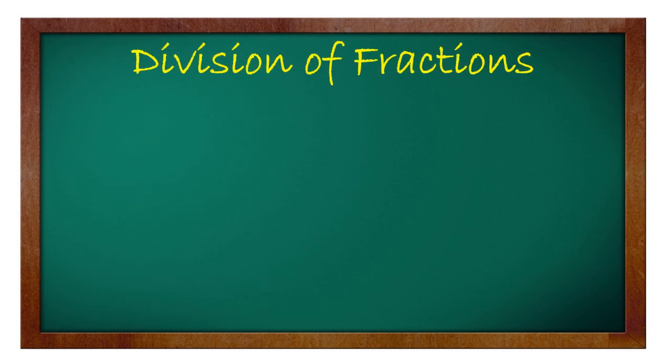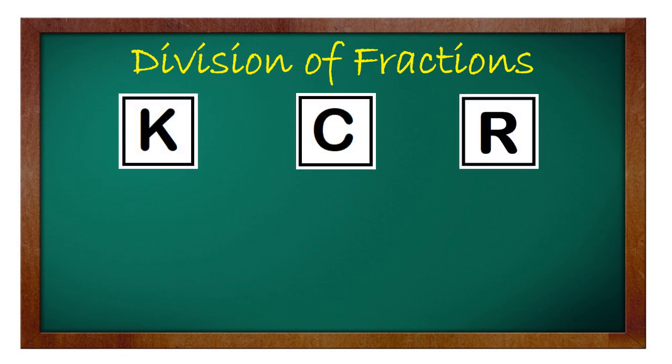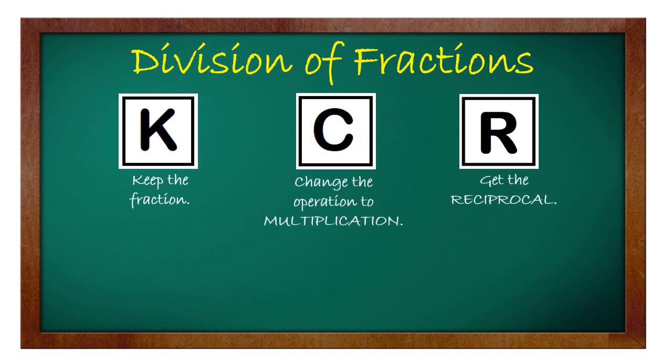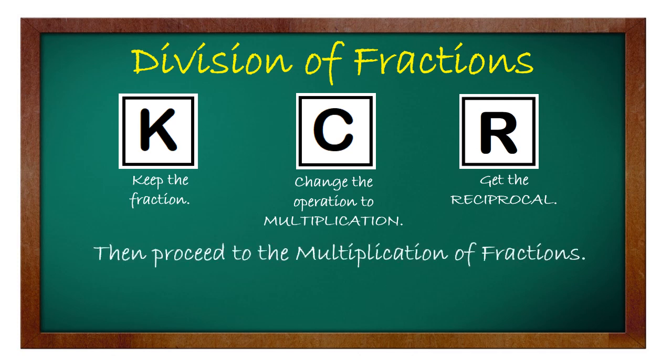The next or the last operation that we have is the division of fractions. So, meron tayong tatlong steps lang na susundin, which is the KCR. Ano ibig sabihin ng KCR natin? So, we have to keep the fractions. We're going to change the operation to multiplication, and then we're going to get the reciprocal. Pag sinabi natin reciprocal, ibig sabihin, yung numerator natin gagawin natin denominator. And then yung denominator natin gagawin natin numerator. So, after natin magawa yan, then proceed na to the multiplication of fractions.